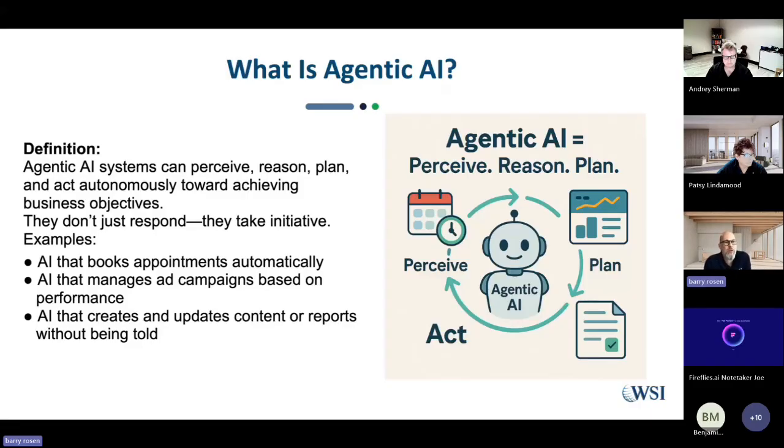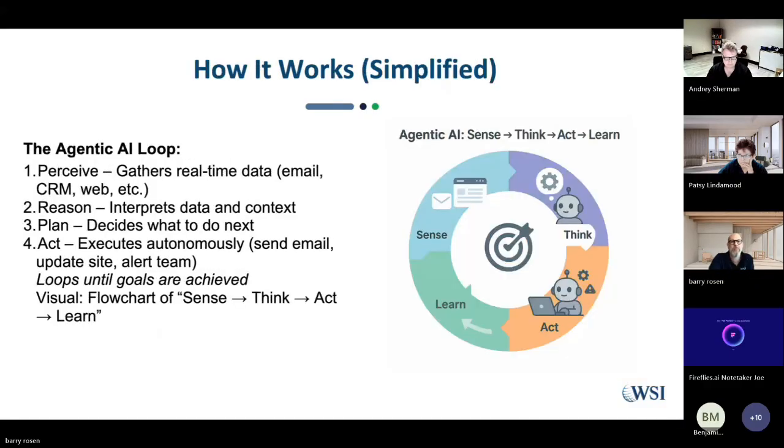The other thing that you can do is AI that manages ad campaigns based on performance, or AI that creates and updates content or reports without being told. So something that's real time. You're creating a real-time dashboard, and you're giving it the parameters, and it's acting on your behalf and doing that for you going forward.